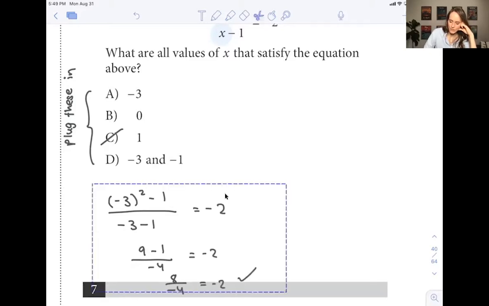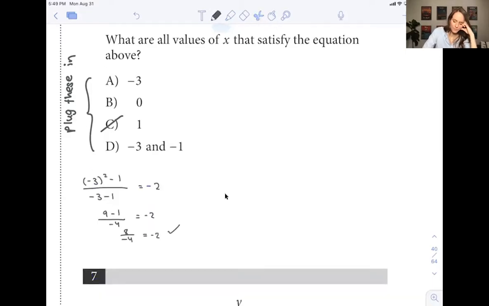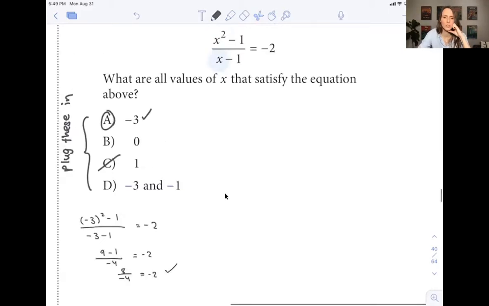And then you would have to do the same thing to check -1. But it only actually ends up working for -3, so you would pick A. That's how you can use the answer choices to solve this.